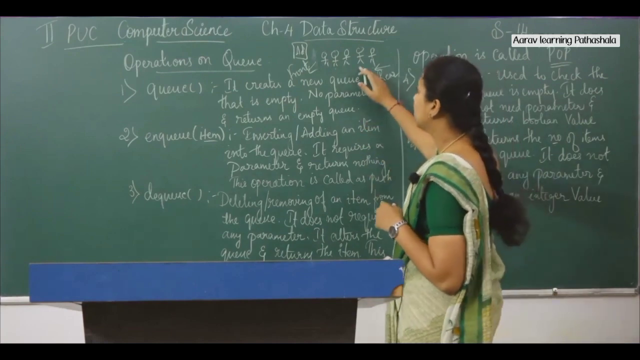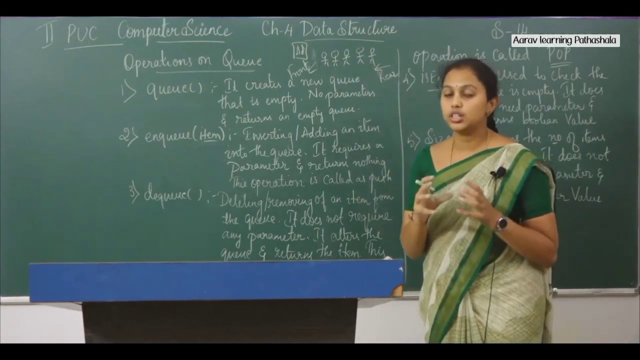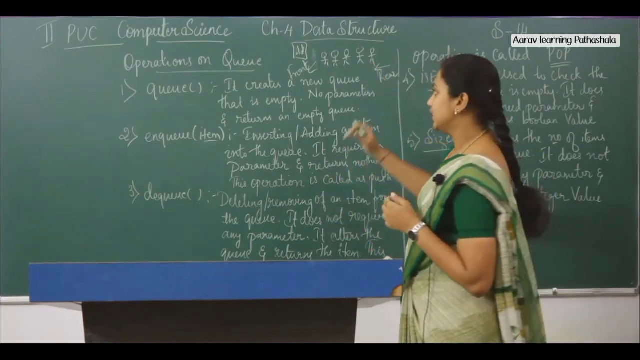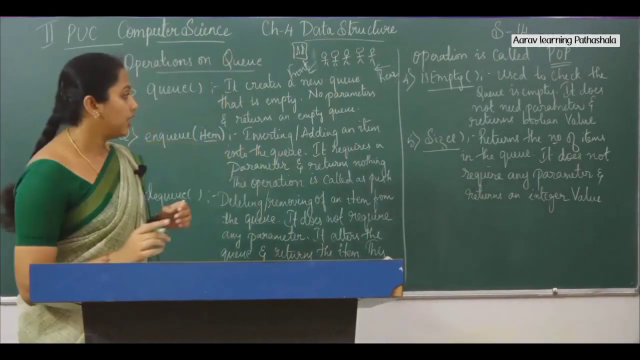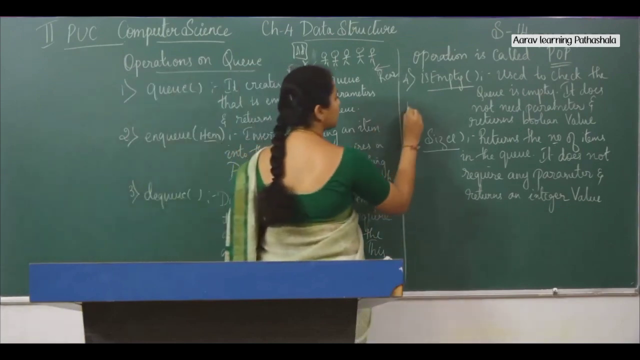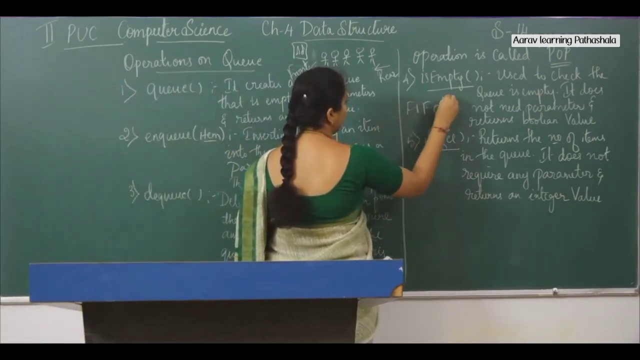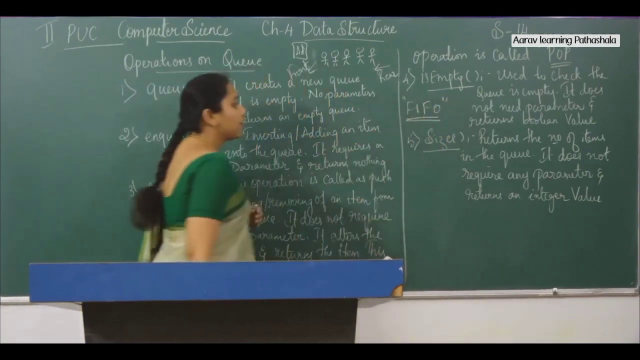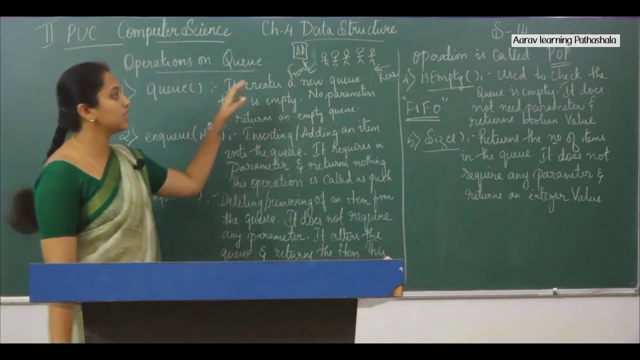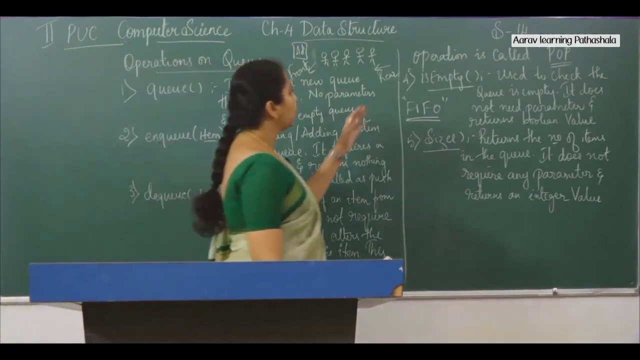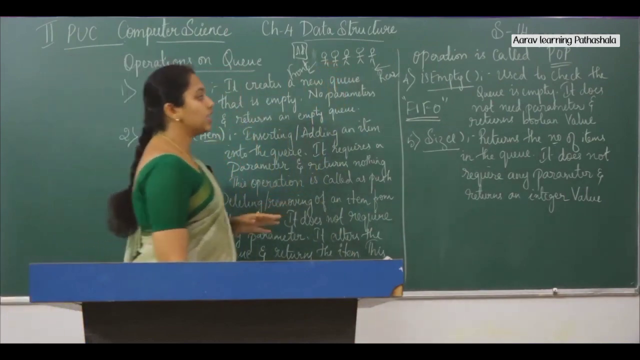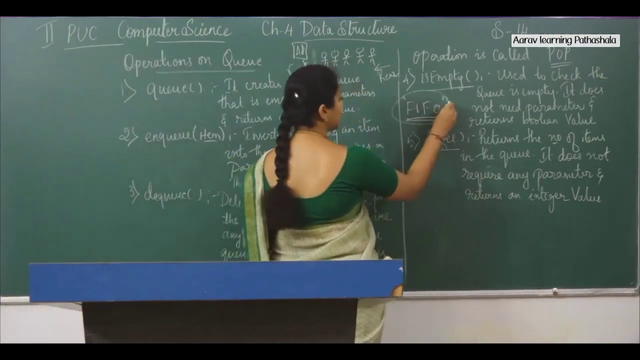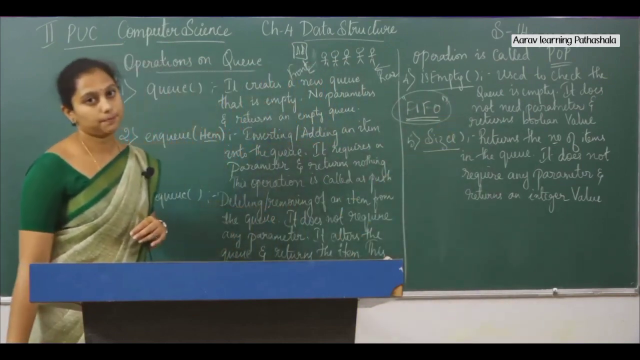So this is how it works. So this is actually the concept of a queue. This queue follows FIFO, that is first in first out technique. So here, the first person who comes first is going to be deleted first. So that is the concept of FIFO, that is first in first out.